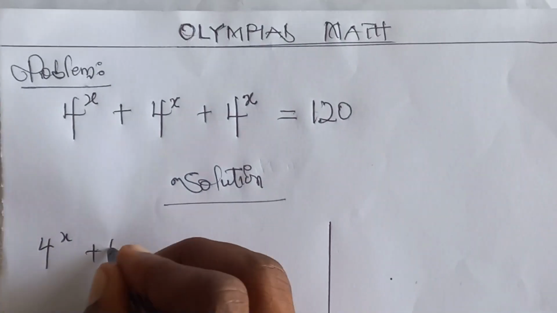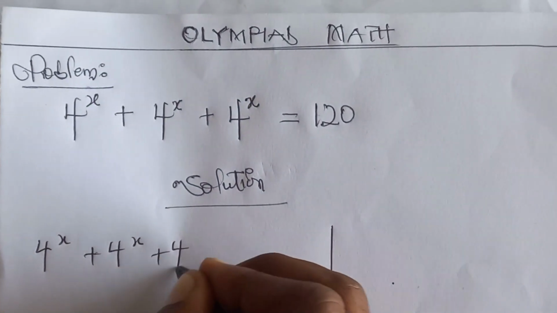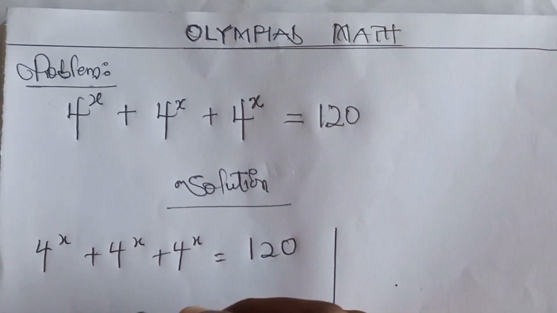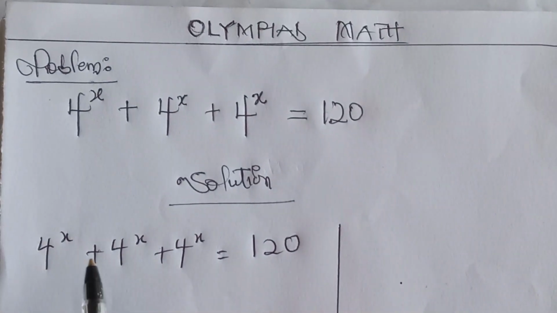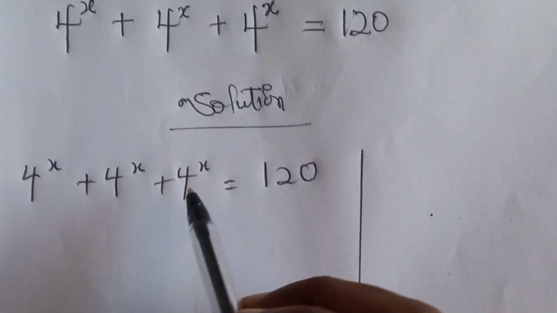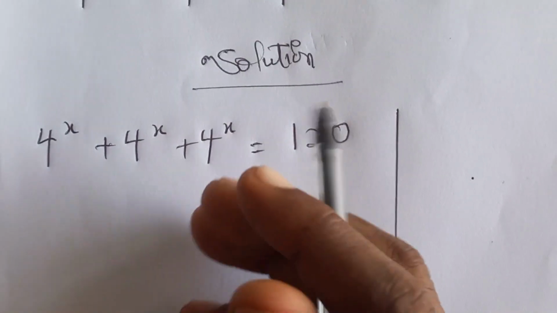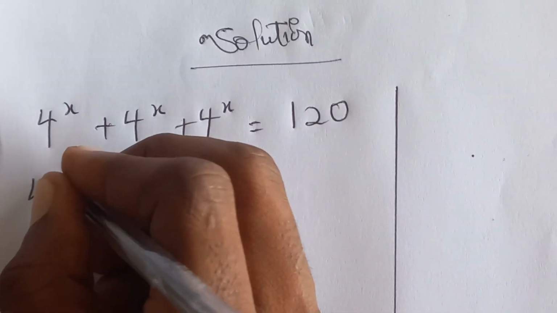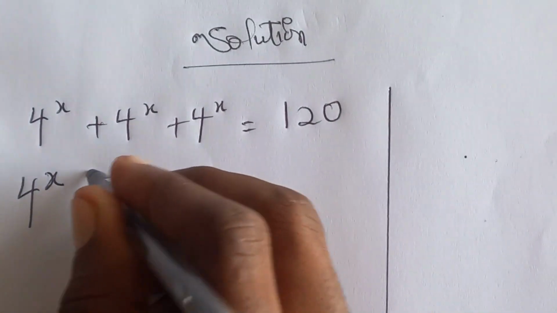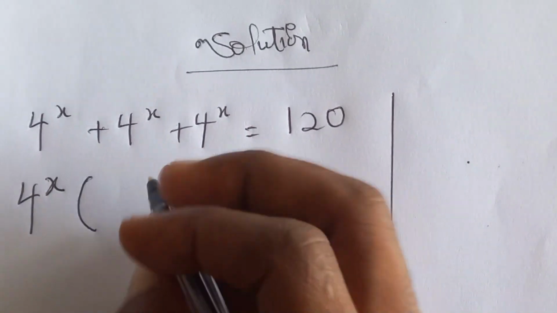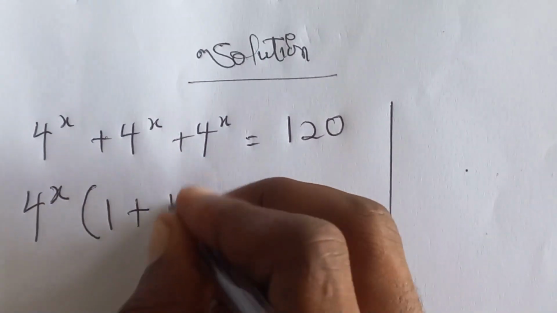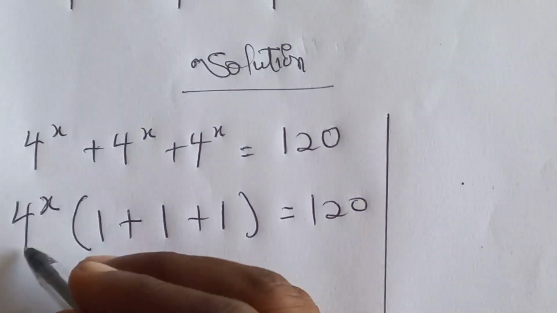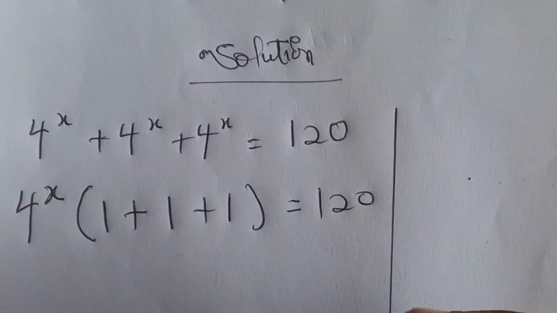4 exponent x plus 4 exponent x plus another 4 exponent x is equal to 120. So in this case, we have similar terms here, so we can factorize common terms out. We can factorize 4 exponent x out, to be left with 1 plus 1 plus 1, which is equal to 120. We do this in order to get back our expression.